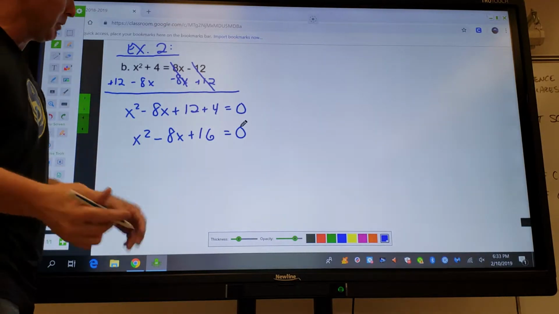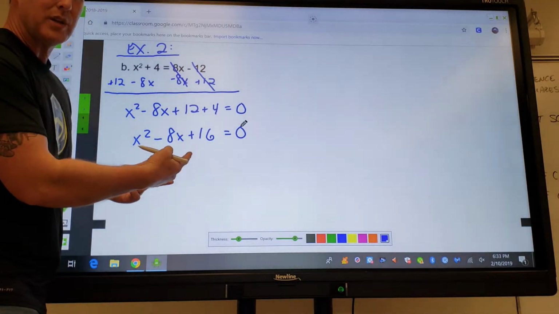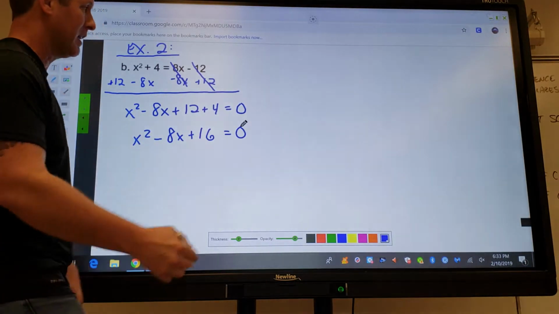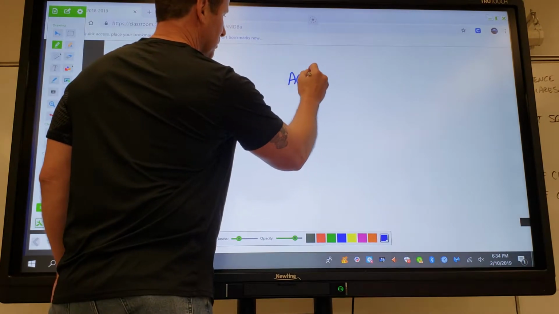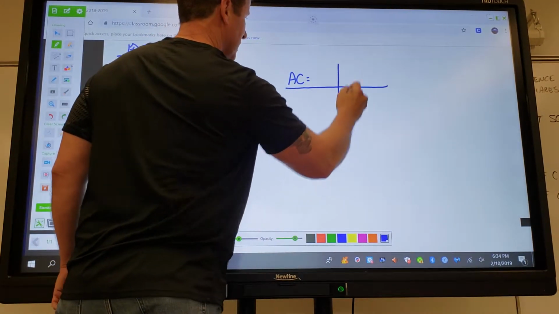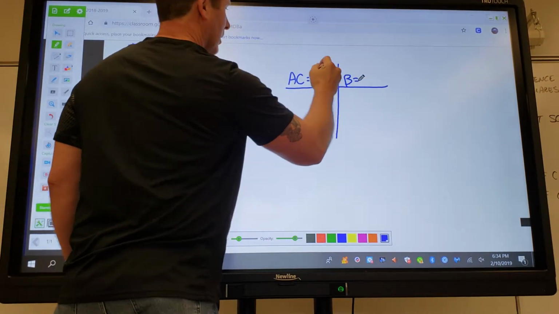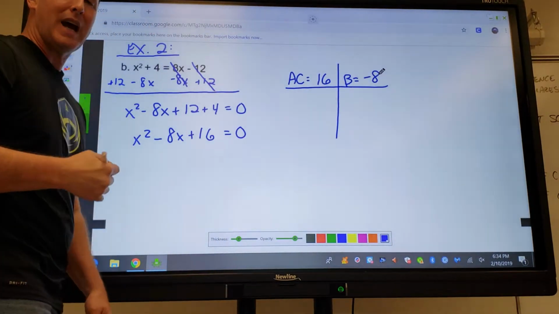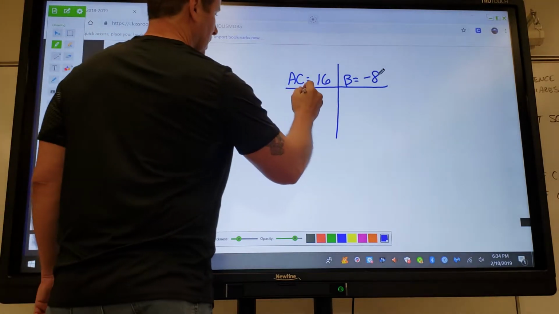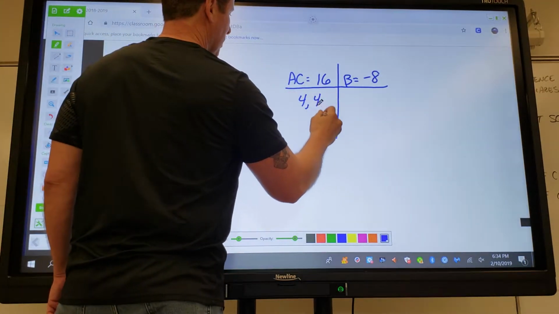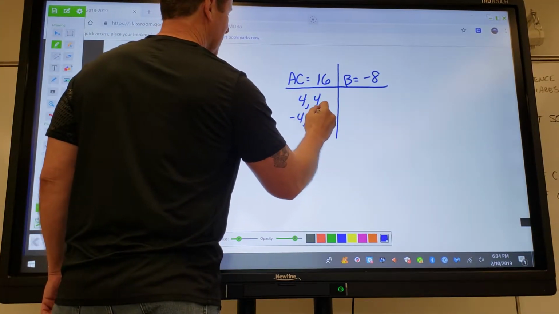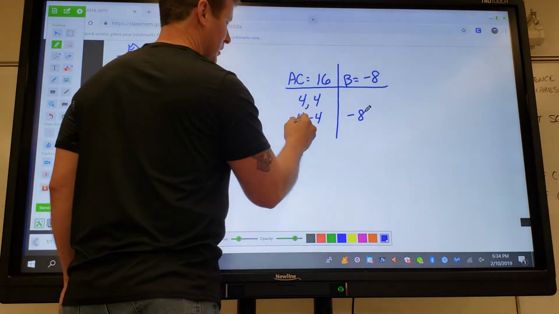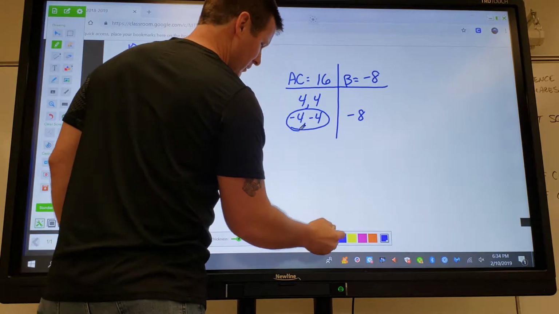Now, just like we've done in the past couple of weeks, I can use the AC chart to figure out what two numbers multiply to 16 and add to negative 8. Over here, I'm just going to briefly write it out. Again, you may see this detailed in the notes. Two numbers that multiply to positive 16 and add to negative 8. What comes to mind are 4 and 4, but the only problem is it needs to be negative 4 and negative 4, because that's the only thing that multiplies to a positive and adds to negative 8.